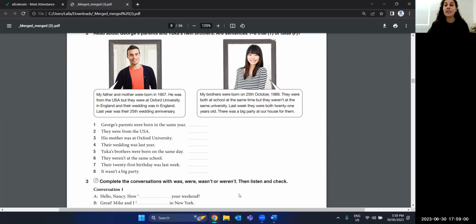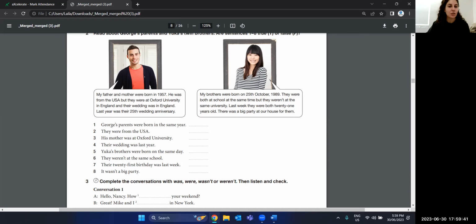My brothers were born on the 25th. They were both at school at the same time. They learned at the same university. They were both 21 years old. There was a big party at your house. At our house for them.